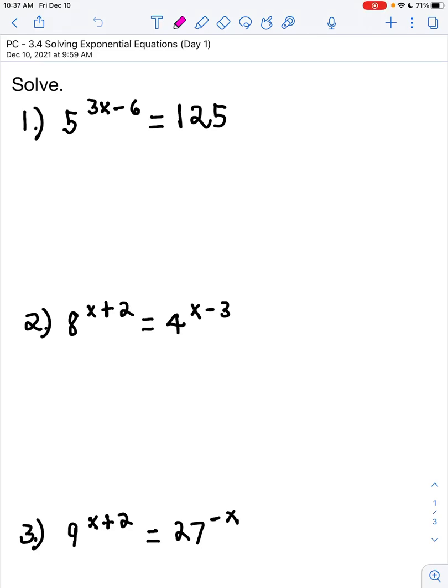This is our video lesson for section 3.4, solving exponential equations by equating their bases. This is our first lesson in section 3.4.